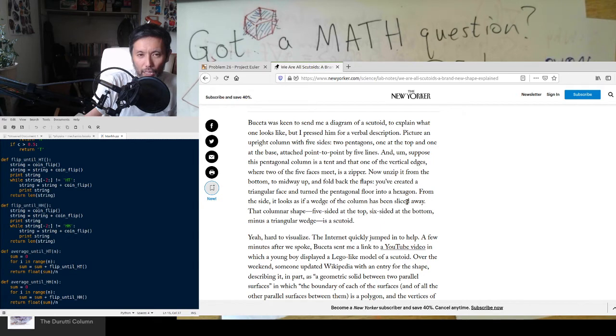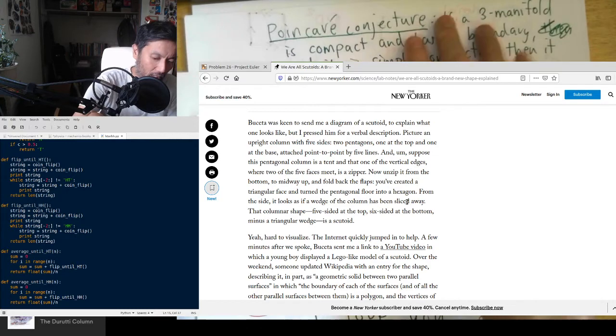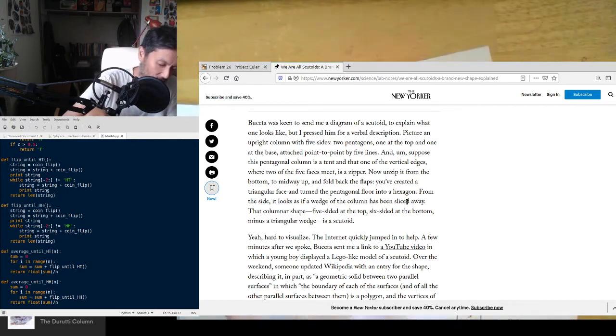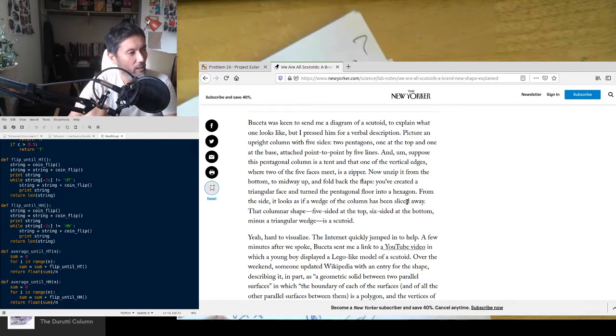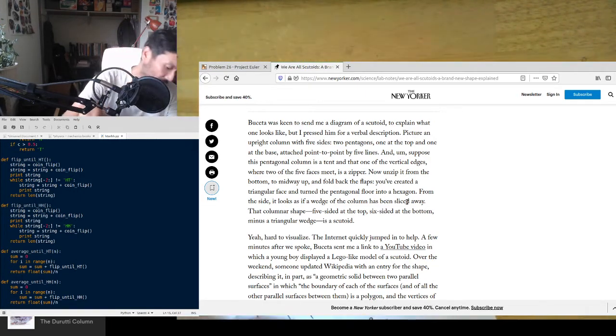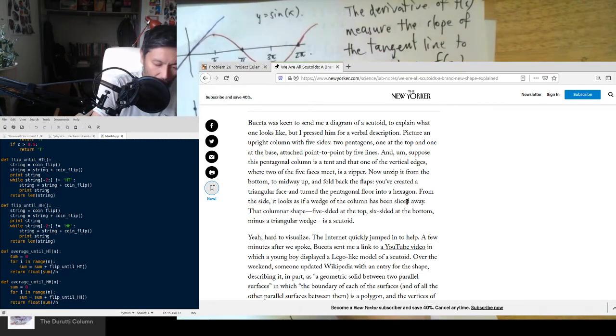Picture an upright column with 5 sides, 2 pentagons, one at the top, one at the base, attached point to point by 5 lines. Yeah, I can do that. That's easy. I can draw that. A pentagonal prism. Let's draw. Let's draw a picture. So here's a pentagonal prism.